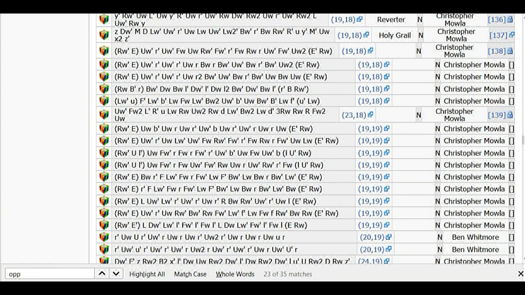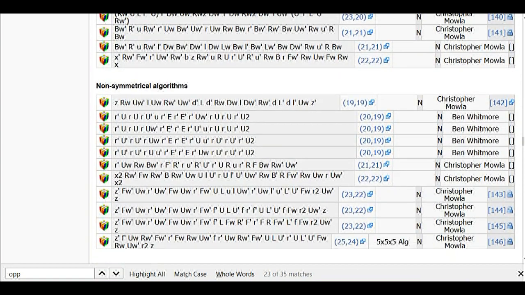And one thing I did find with the program that I could not find by hand, because it was a little bit unobvious, is a non-symmetrical single edge flip algorithm. It didn't find any others. Very neat. I found some non-symmetrical edge flip algorithms myself.